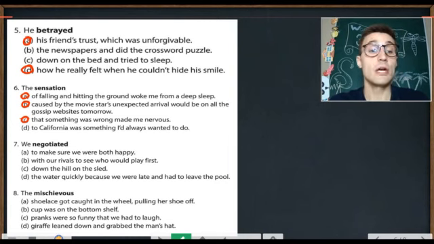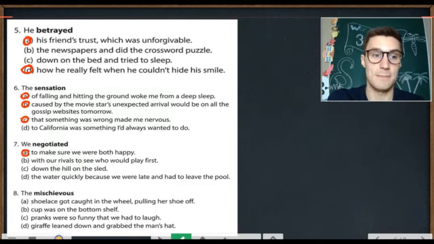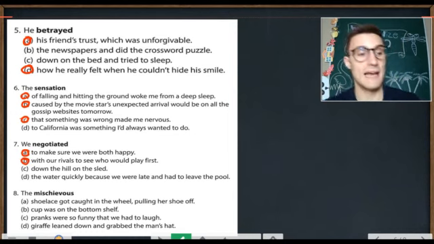Number 7. We negotiated A. to make sure we were both happy. B. with our rivals to see who would play first. C. down the hill on the sled. D. the water quickly because we were late and had to leave the pool. Now I can see 2 that are correct. We negotiated A. to make sure we were both happy. We negotiated B. with our rivals to see who would play first.